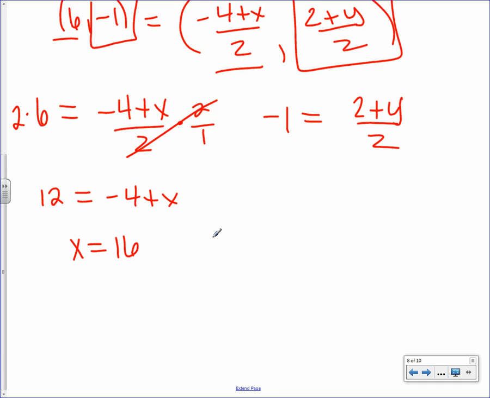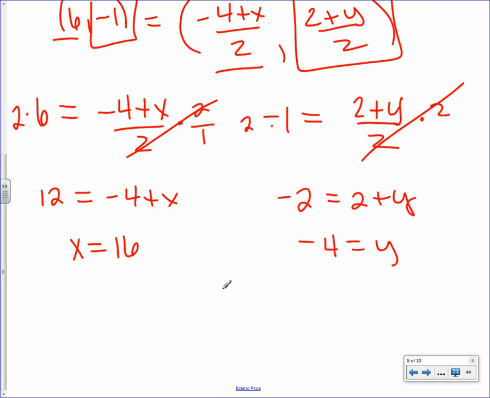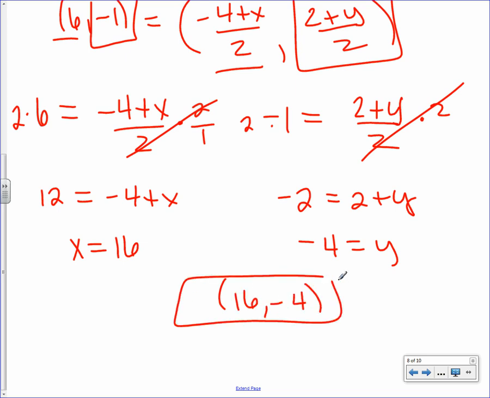Is that okay? Okay. Same thing here. Multiply by that 2, so it goes away. What I do to one side, I have to do to the other. So I get negative 2 equals 2 plus y. What do I do to both sides to get the y alone? Subtract 2, we end up with negative 4. So my ordered pair is 16, negative 4. That's what they were looking for. It's the same thing as the one before it, just missing a different piece.